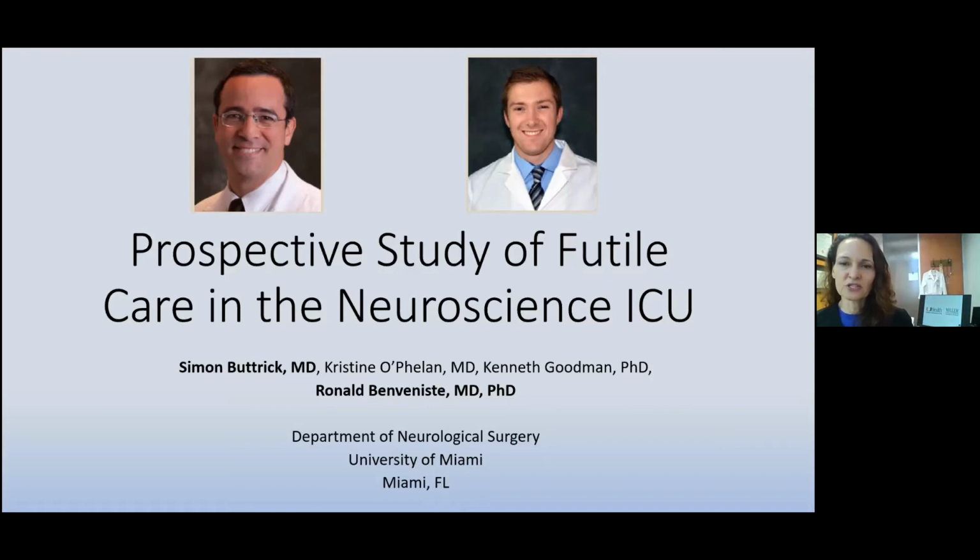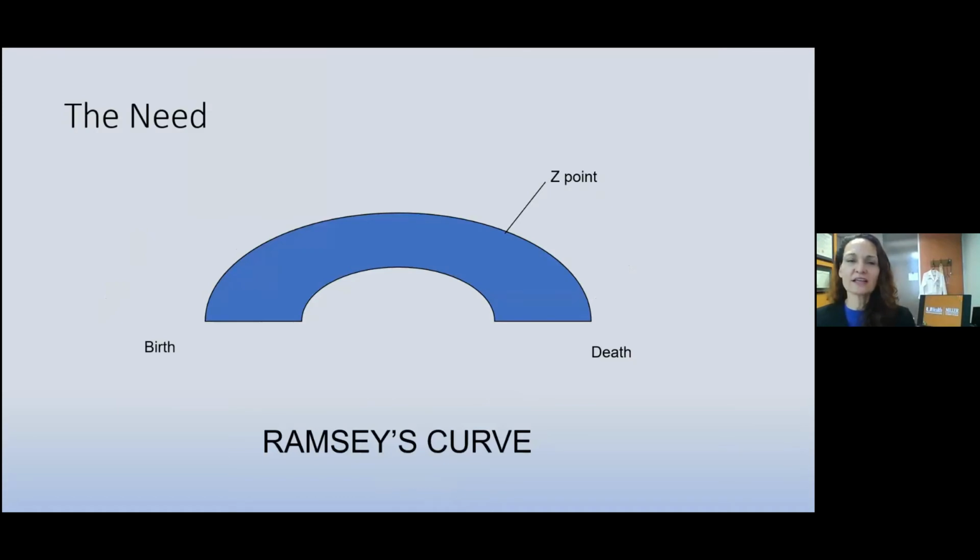And I think that the project came from a good place. I think it really came from wanting to do the best we could for the people who needed it the most. And the idea is this is Ramsey's curve. It is a conceptual idea of everybody in their life has a birth and a death. It doesn't matter if you're a preemie baby that lives 10 minutes, or if you live 105 years and have a really long life.